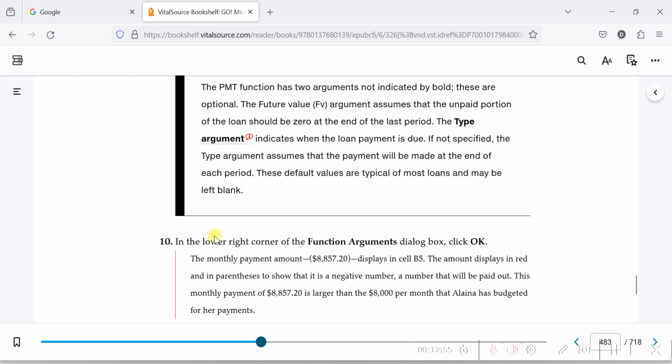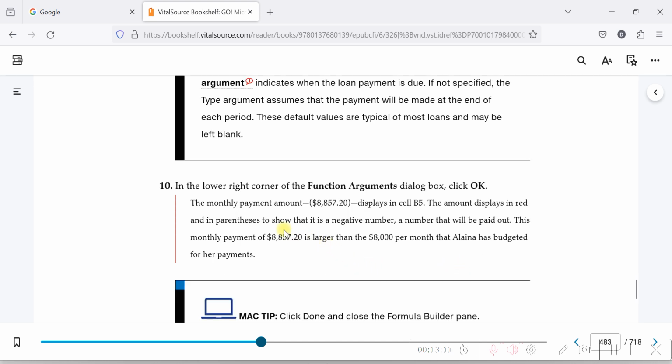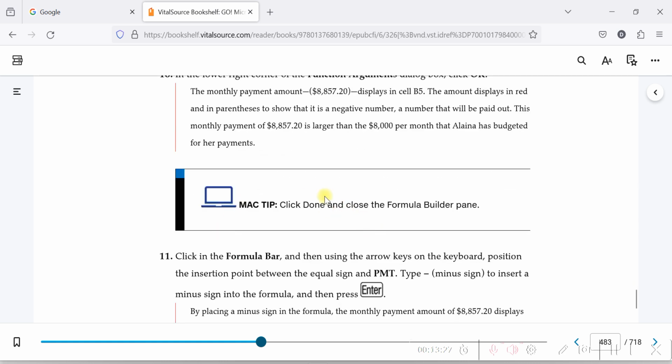So instruction number 10, in the lower right corner of the Function Arguments box, you're going to click OK. We discovered it's a negative value, and we can see that in cell B5. The number that will be paid out. So her monthly payment is going to be $8,857.20. And clearly that's larger than the $8,000 she feels she can afford or has budgeted for. Alrighty. So you've done that.